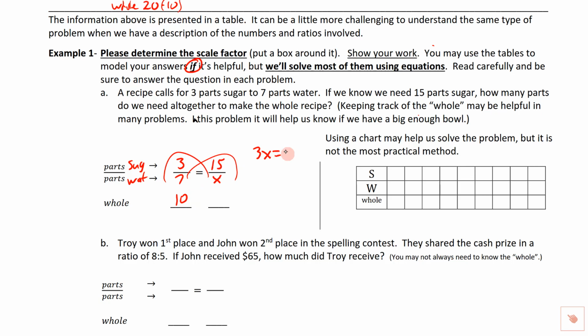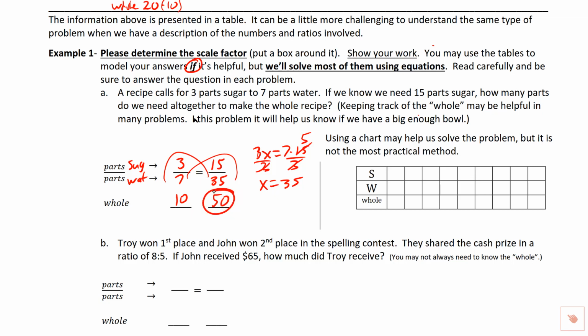That's going to give me 3x on this side, 7 times 15 on this side. We're going to divide by 3, so we end up with x is equal to, well, let's see what happens here. I can cross cancel here. That's going to be a 5, so I end up with 35. So that x right there is 35, so that means I need 50 parts altogether. It says how many parts do we need altogether? So that's going to be 50.